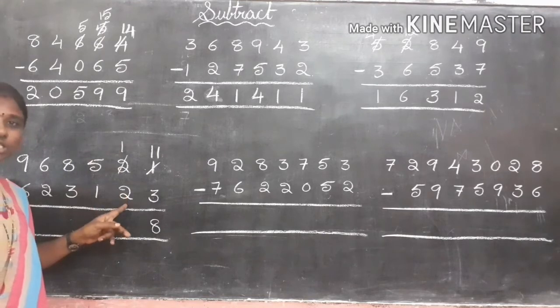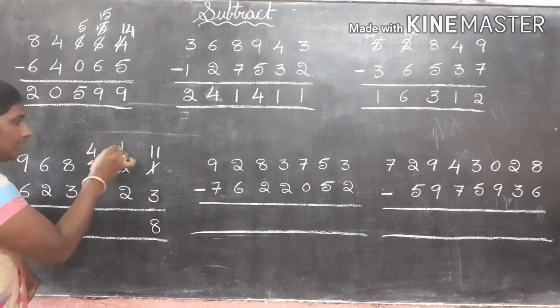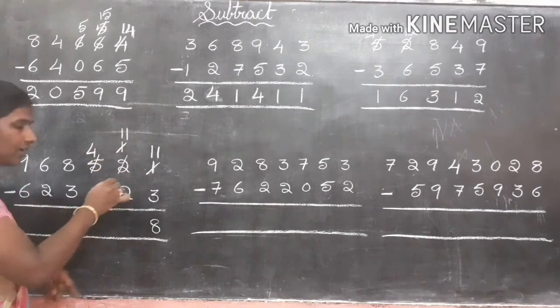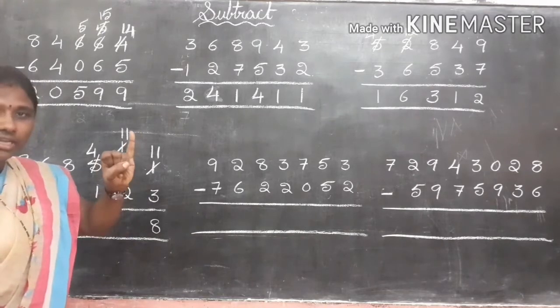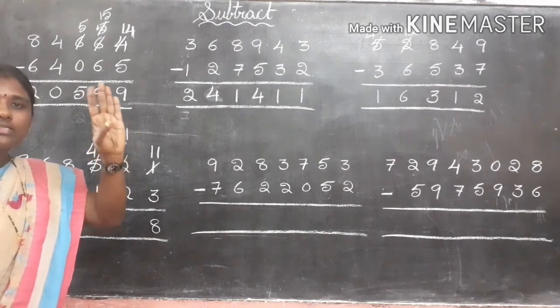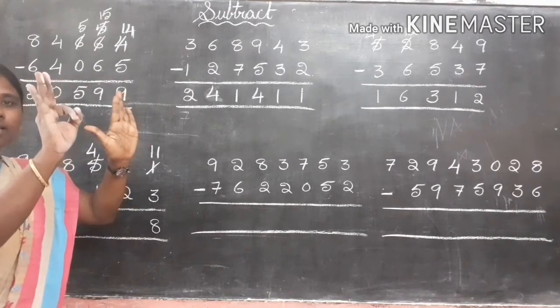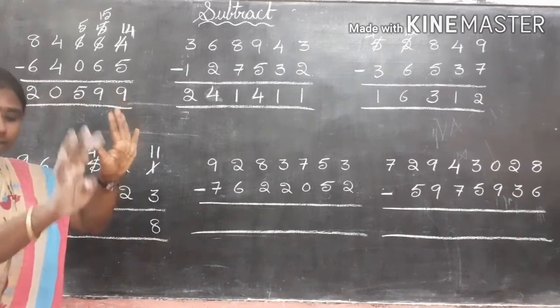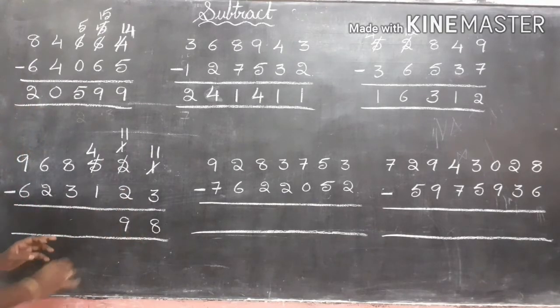Here 1 minus 2, is it possible? No, we have to take the borrow. So here it is 4. Here 10 plus 1, 11. 11 minus 2. 2, after that 3, 4, 5, 6, 7, 8, 9, 10, 11. How much do we get? 9. So we have to write here 9.